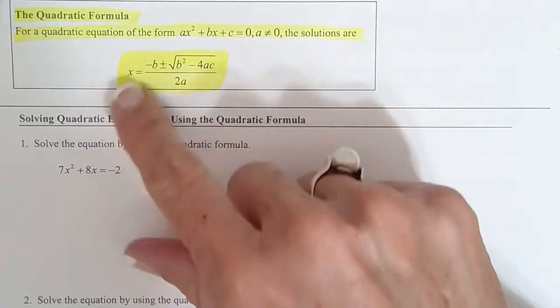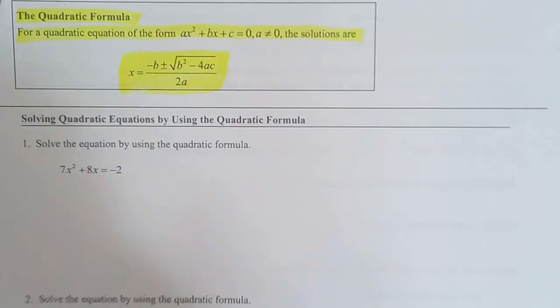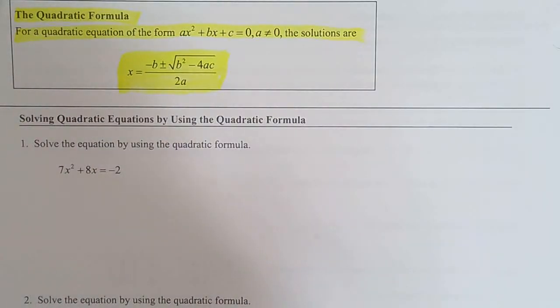And we always say all over because a lot of students want to put it just right there. So opposite of B plus or minus the square root of B squared minus 4AC all over 2A. And like I said, every time you write it, say it out loud and you'll have it memorized in no time.